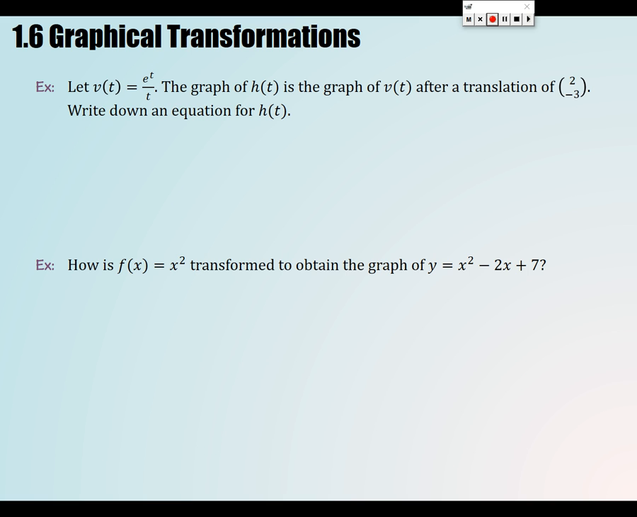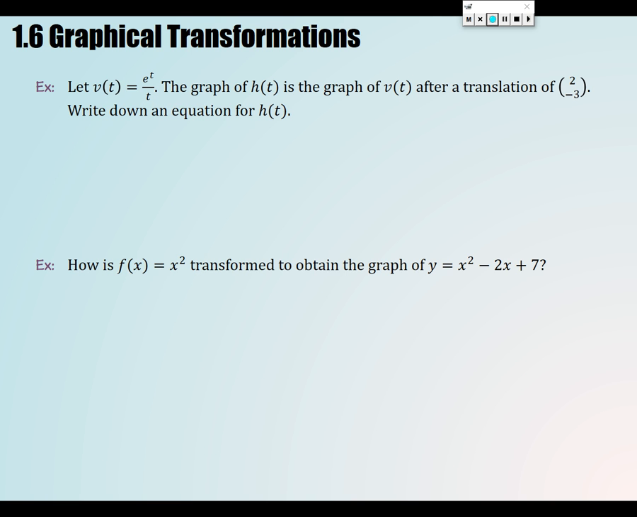Give it a try here. Keep in mind that you don't necessarily know what these graphs look like. Maybe your visual skills might be impaired on this, but you can still do this transformation, can't you? Do the translation.